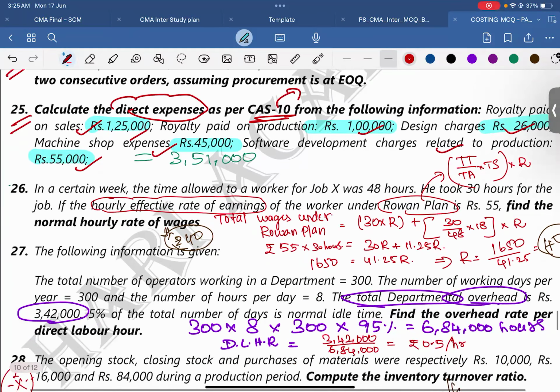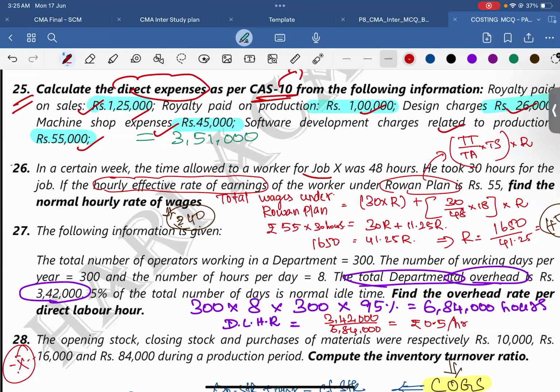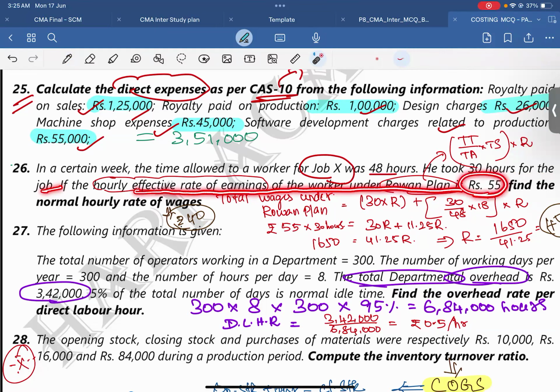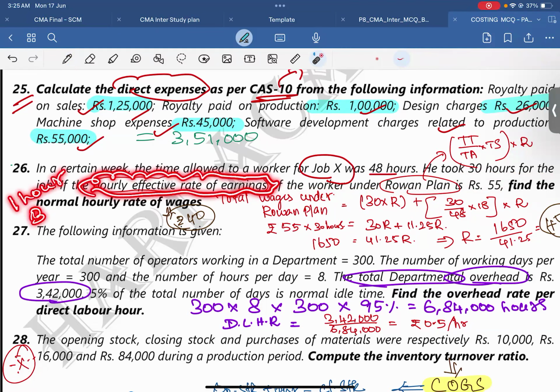Question number 26. In a certain week, the time allowed to a worker for job X is 48 hours. He took 30 hours for his job. His effective rate of earnings under Rowan plan was 55. Hourly effective rate of earnings, for 1 hour, how much is he earning effectively? 55 rupees he is earning. That rate they have given. Find the normal rate of wages. The basic rate of wages is different from the effective rate.